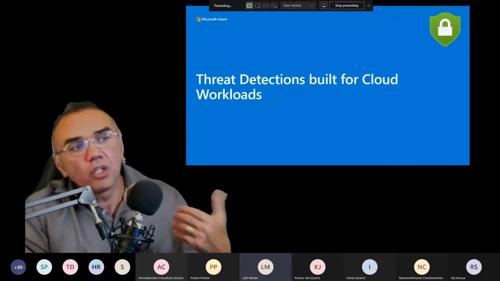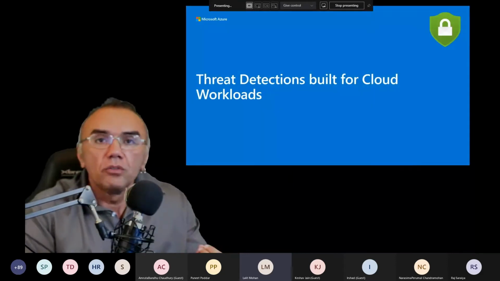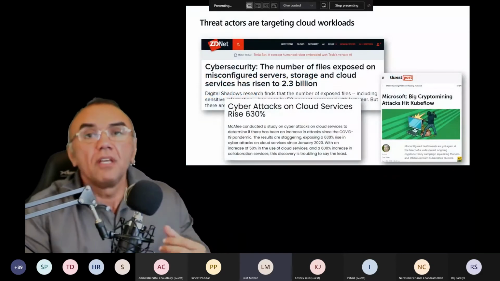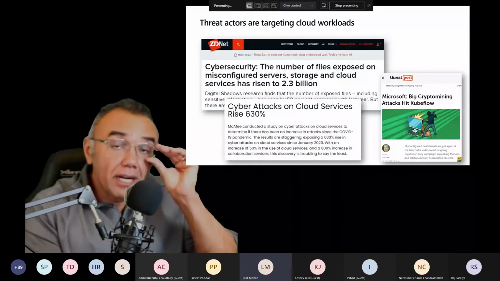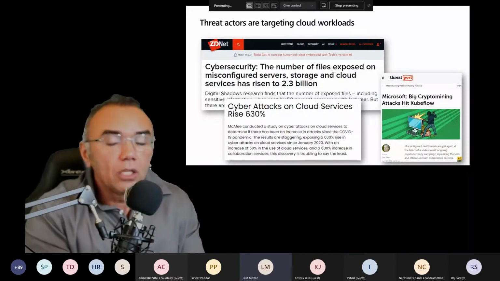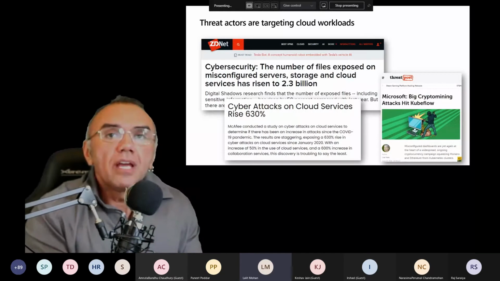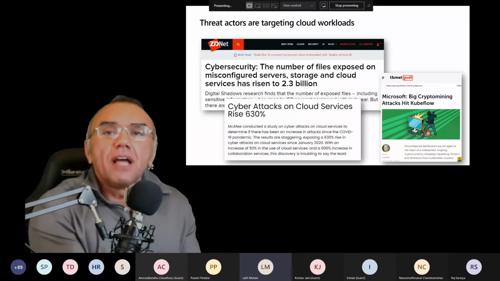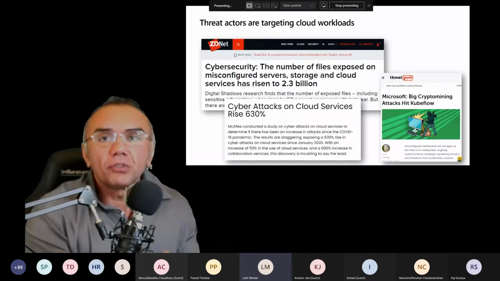And when we say threat detection is built for cloud workloads, what we are really talking about is that attackers are not looking only to attack a VM anymore. They are looking for cloud workloads. How can I go after a cloud workload and obtain the information that I need?